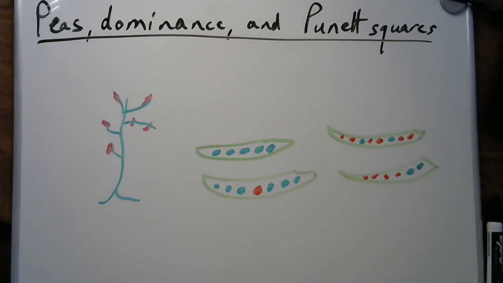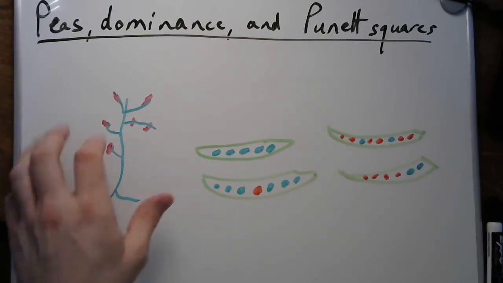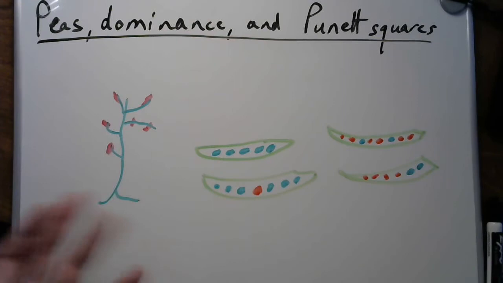Hey guys, little video for this week 15 when we talk about patterns of inheritance. And I wanted to start with all about peas, dominance and Punnett square. I want to start with peas first. So this is a beautiful rendition of a pea plant. As you can notice, there are flowers and all things, just roll with it.